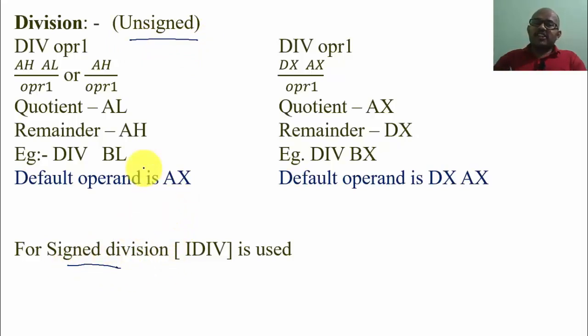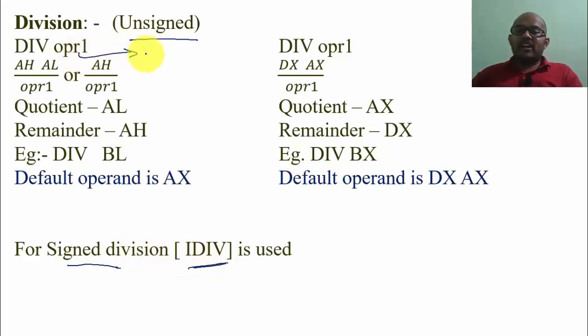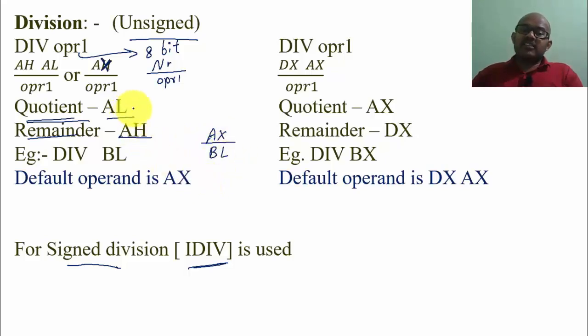If you want to use unsigned division, just write DIV. If you want to use signed division, you need to write IDIV. Now, if you are writing DIV with one operand, and this operand is 8 bits wide, then you are performing AX divided by operand 1; the numerator is by default the AX register. The quotient and remainder are put back in the AL register and AH register. Say you are performing DIV BL: AX is divided by BL, and the result is put back with the quotient in AL and the remainder in AH.